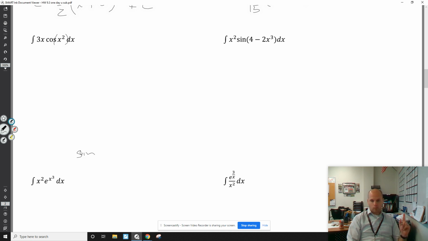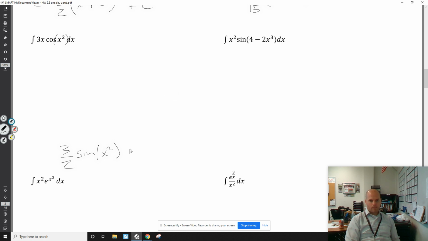I get sine. Now, there will be questions where you're required to use U-substitution. These are not those questions, if you figure this out. I know I'm going to have sine x squared. The derivative of sine is cosine. But when I take the derivative of x squared, I get 2x. I want 3x. So 2 times what number equals 3? Well, 3 halves. I'm thinking I need a 3 halves there because the 2x times 3 halves is going to give me 3x. So I'm thinking this is going to be my answer.